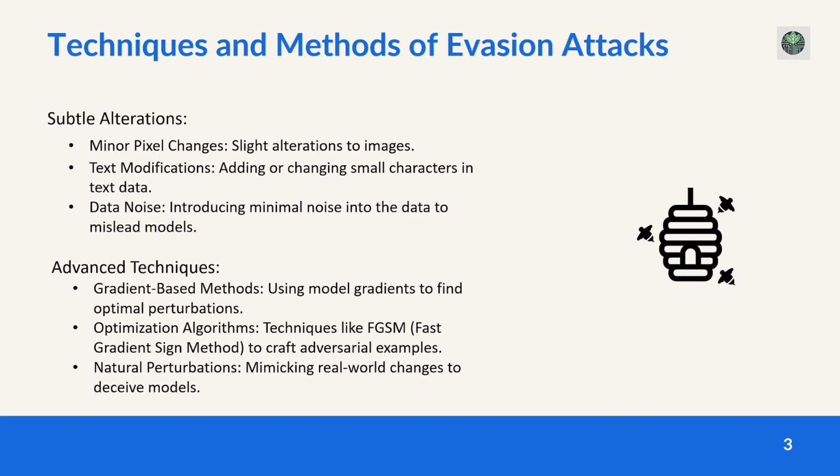On the more advanced side, attackers might use gradient-based methods. These attacks involve using AI models' own gradients to find optimal points where the input can be altered to create adversarial examples. Additionally, there are optimization algorithms like the fast gradient sign method, or FGSM. This helps to craft adversarial examples specifically designed to trick the model they're attacking. Another advanced method is natural perturbations. This mimics real world changes in data, making them even harder to detect.